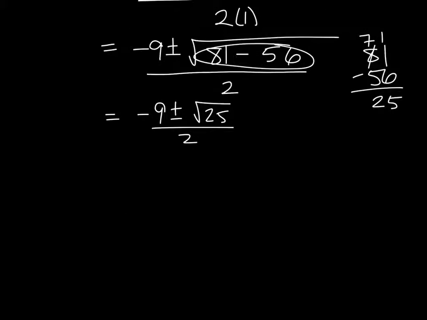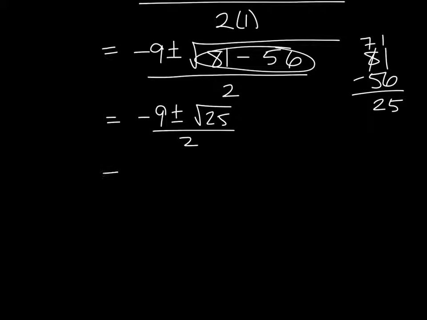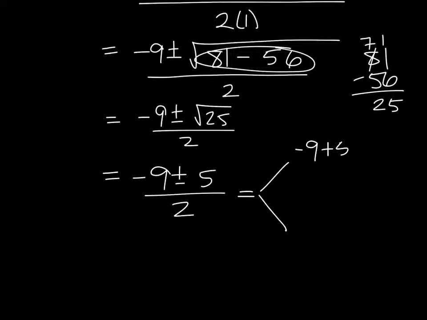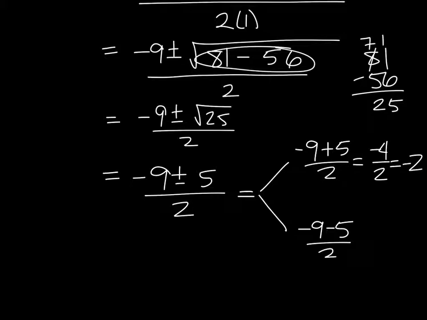Okay, now, hey, I can square root 25, so I get negative 9 plus or minus 5 all over 2. And then, if you remember, this plus or minus means I have two problems. So I'm going to write them both out. Negative 9 plus 5 divided by 2, and negative 9 minus 5 divided by 2. So we get negative 4 over 2 gives me negative 2. And this one is negative 14 divided by 2 gives me negative 7. So x equals negative 2 and negative 7.